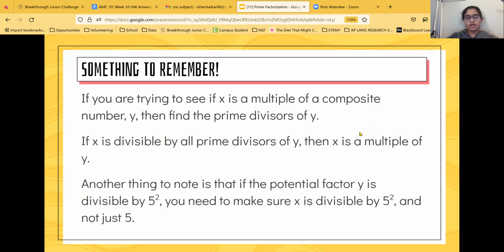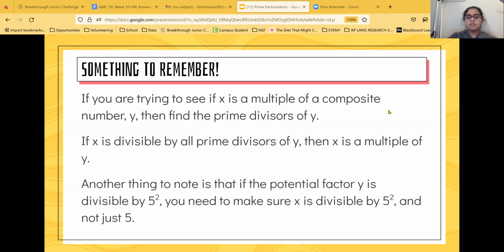Okay. So another thing to remember, if you are trying to see if any number x is a multiple of a composite number y, then first you have to find the prime factorization of y. And then if x is divisible by all the prime factors of y, then x is divisible by y. So for example, if we're trying to see if a number is divisible by 15, we would have to make sure that it follows the divisibility rules for both 3 and for 5.